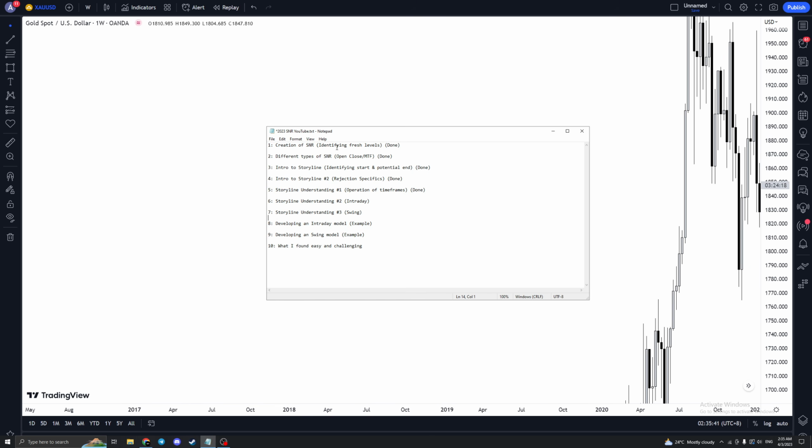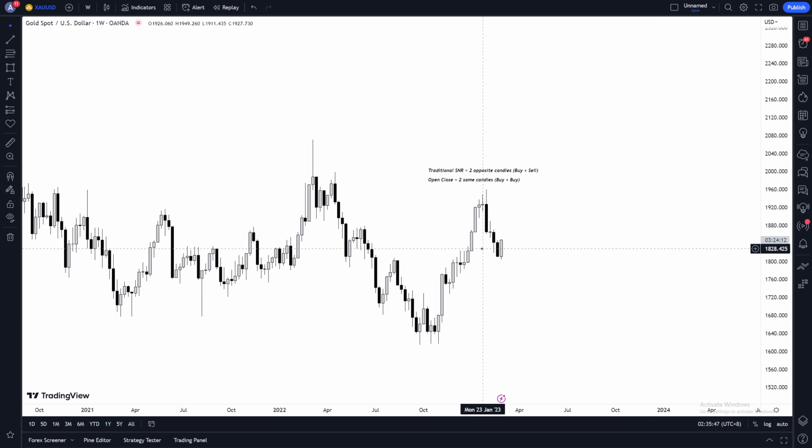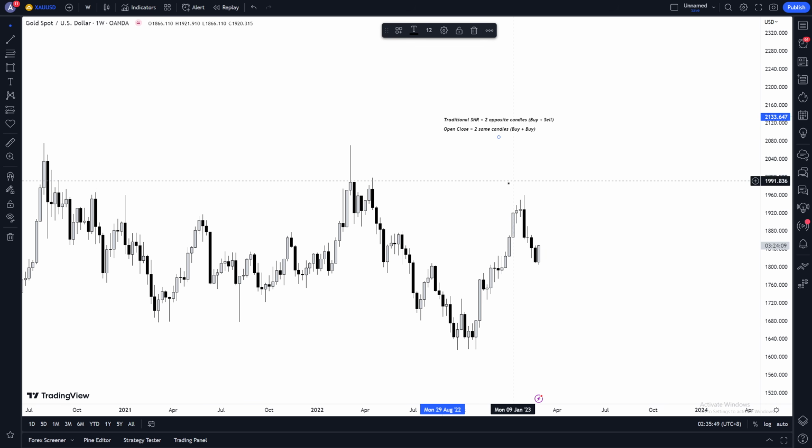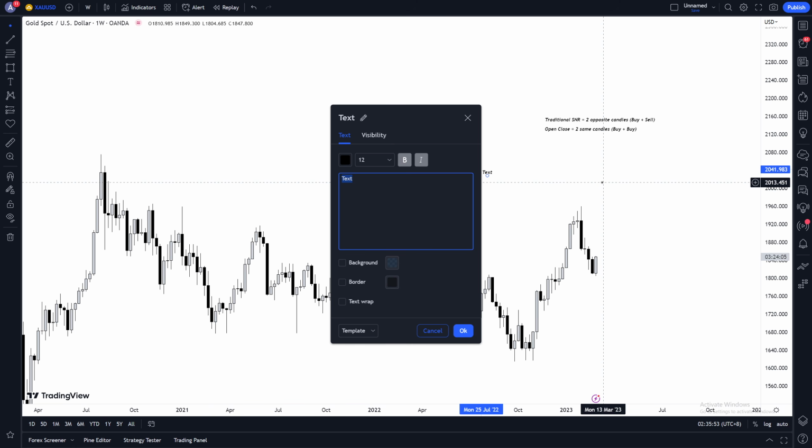So now we have ourselves what? MTF to cover. If we go look at this, different types of SNR: open close, MTF. What is MTF? Now guys, there's another more in-depth version of MTF, but what is MTF in a simple sense? In this current sense that I'm trying to teach you guys, MTF simply means more than one time frame zone in the same area.